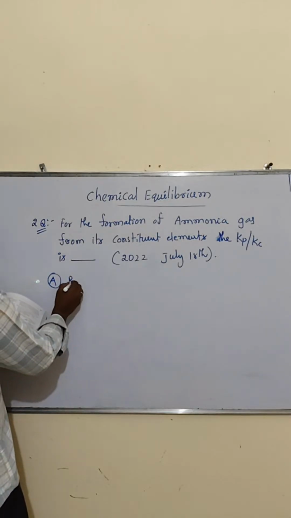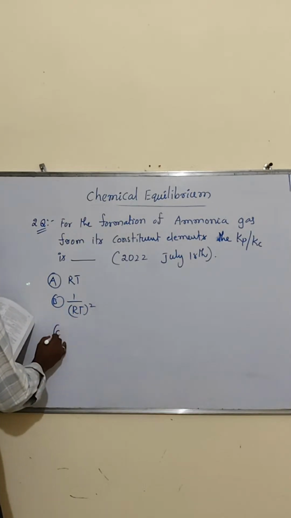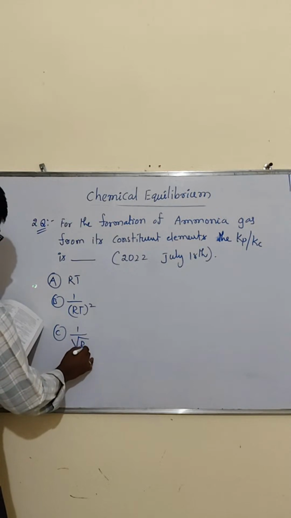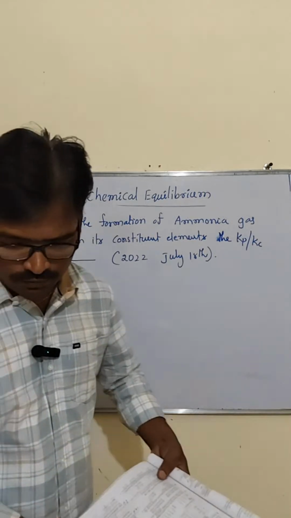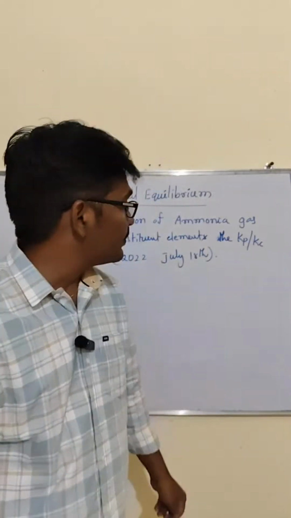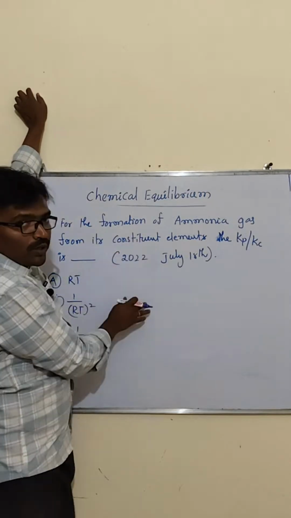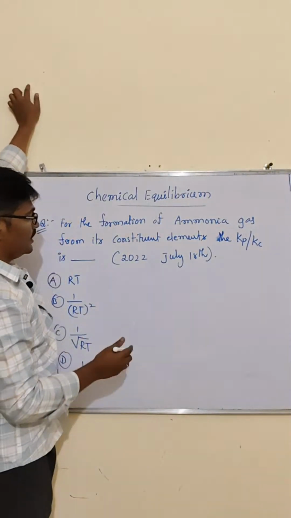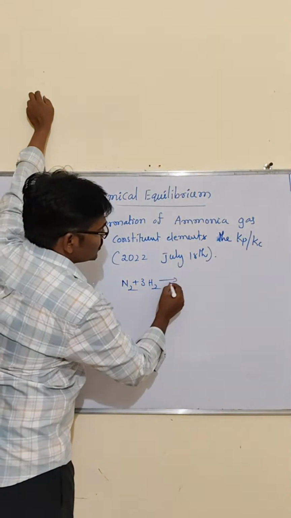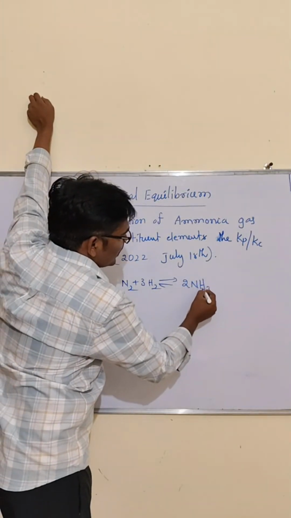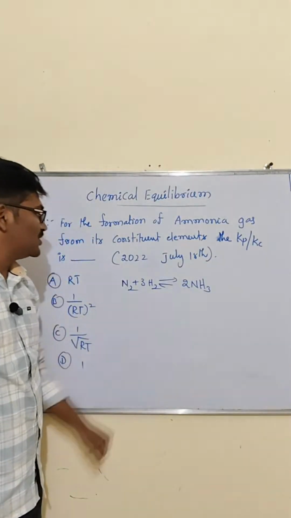Options are given: A, RT; B, 1 divided by RT power 2; C, 1 divided by square root of RT; D, equals 1. Look at the question carefully. The formation of ammonia gas from its constituent elements, we call Haber's process, right? So N2 plus 3H2 gives rise to 2NH3. This is the equation.